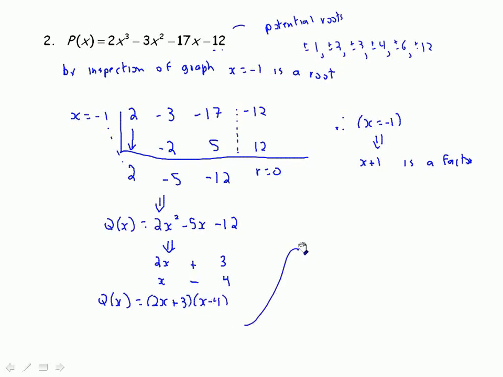So therefore, this original polynomial p of x is going to break down into x plus 1, 2x plus 3, and x minus 4.